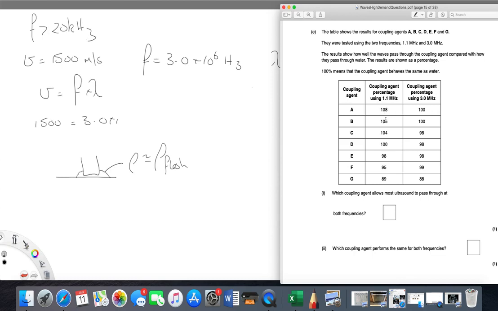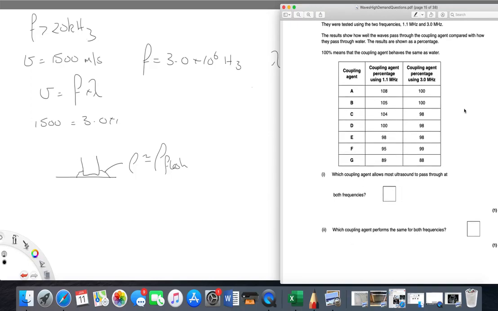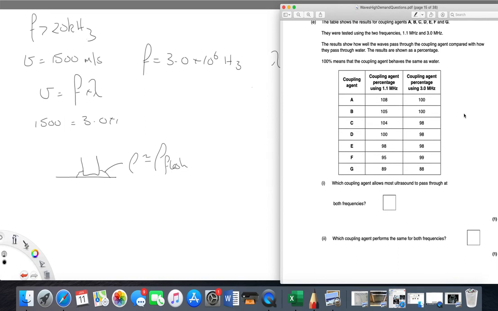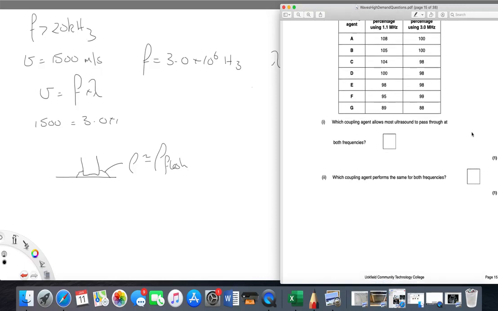This number is higher than any of these, and this number is the same as that and higher than all of those. So together, A has the highest numbers for both this one and this one. So this is higher than any of these, so it's the best for 1.1, and this is as good as B for 3 megahertz and better than all the others, so A is the best overall. And which performs the same for both frequencies? So now we're looking for the number that is the same for both, and E is the only one that has the numbers the same for both.